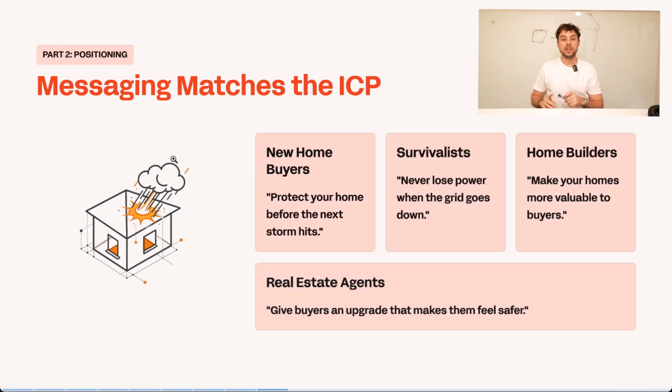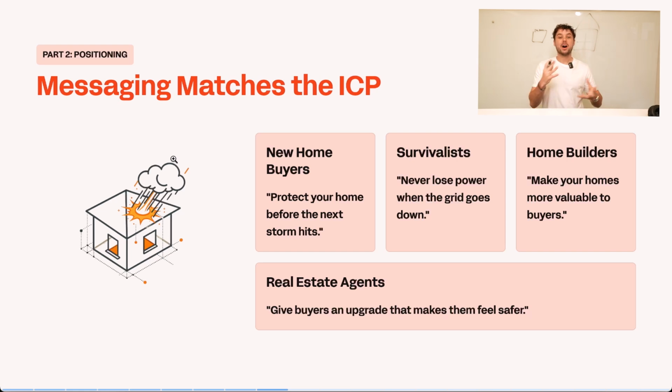So that's what you guys really need to understand, is that the messaging matches the ICP, okay? So for new home buyers, it's protect your home before the next storm hits. For survivalists, the message that you're using to sell your service is never lose power when the grid goes down. For home builders, it's make your homes more valuable to buyers. And then for real estate agents, it's give buyers an upgrade that makes them feel safer, okay?